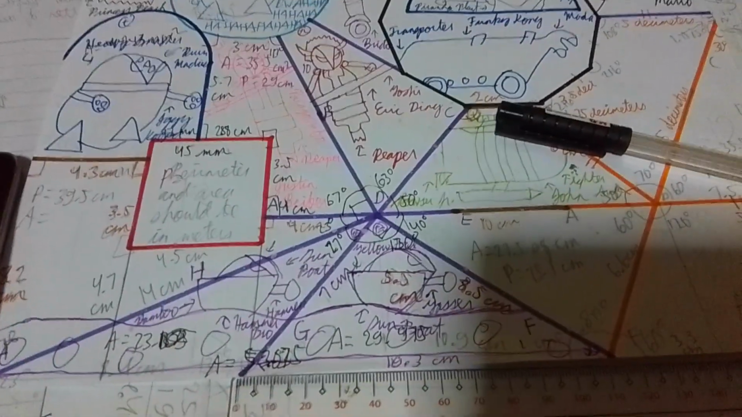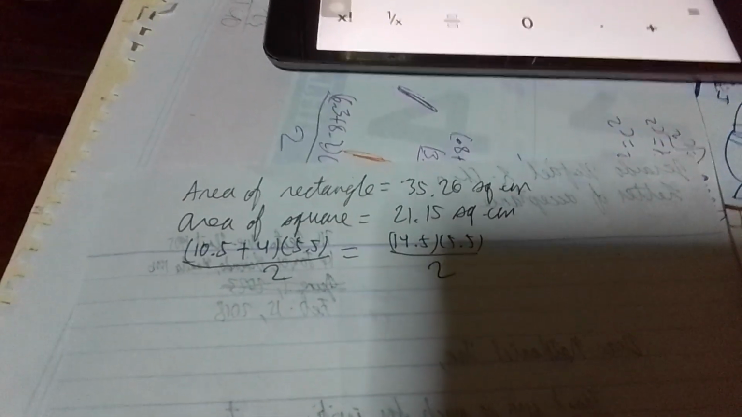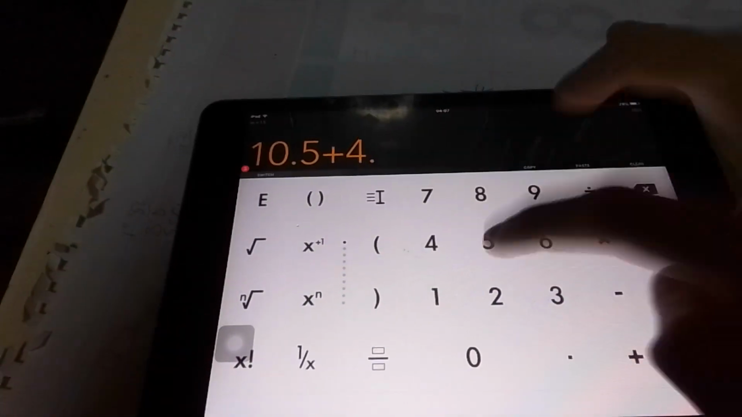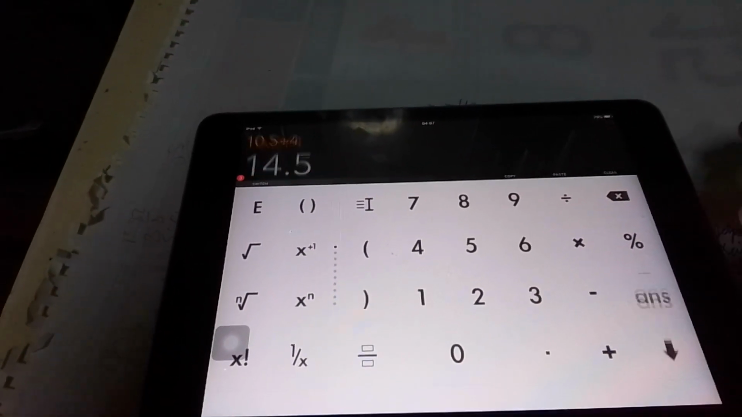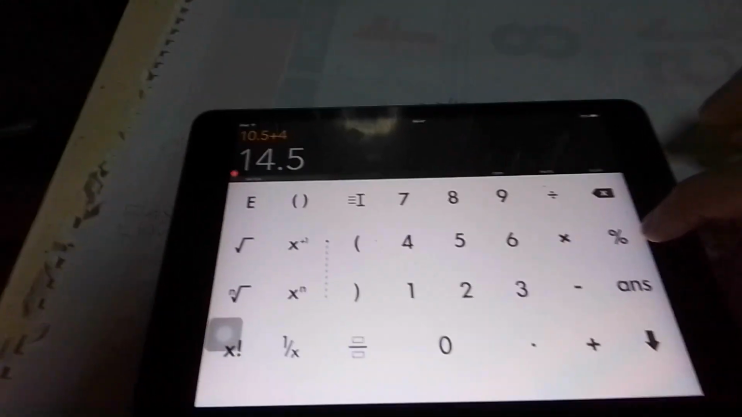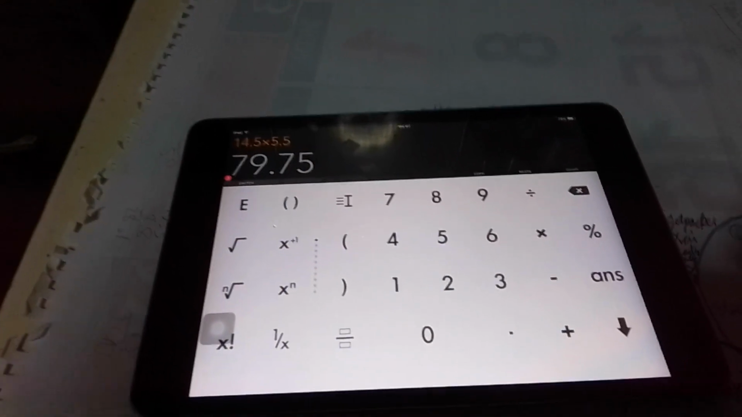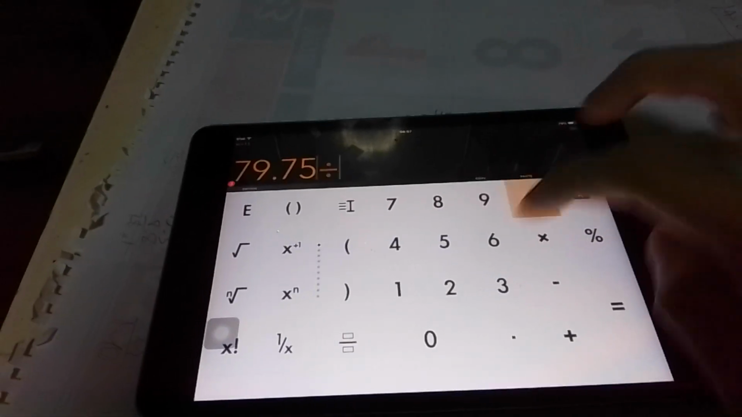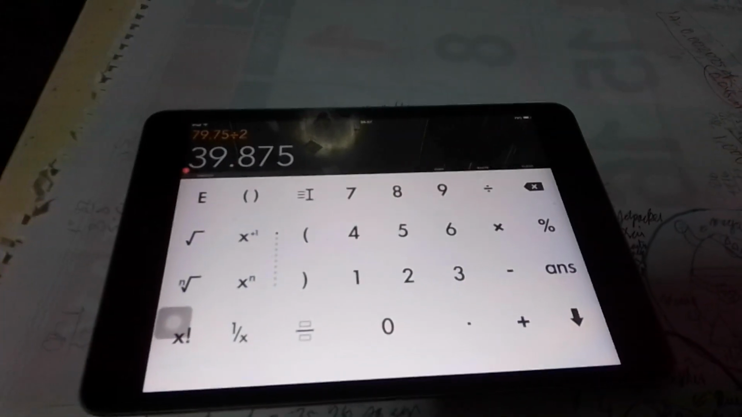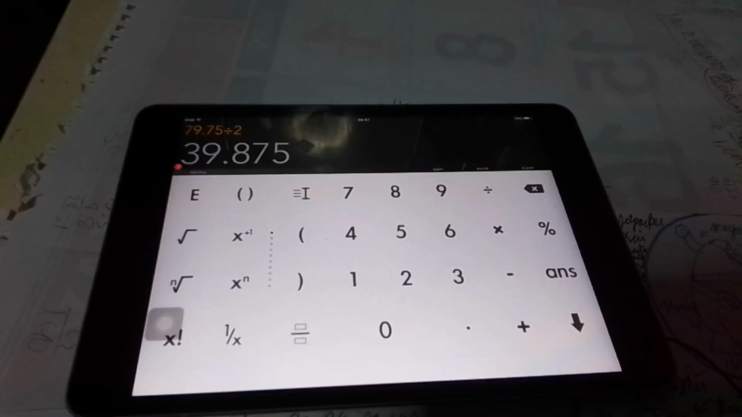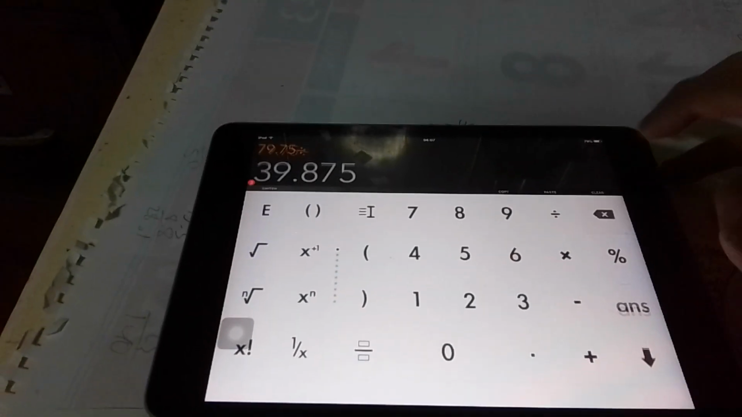Now, you know what to do. Ito na yung formula namin. So, let's do this, okay? So, we have this 10.5 plus 4.5 plus 4. We should get 14.5. Click answer, then multiply it with your height, which is 5.5. You should get 79.75. Divide by 2, you should get 39.875 square centimeters.